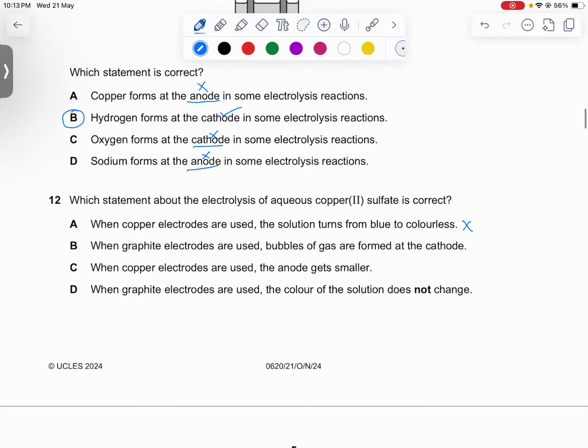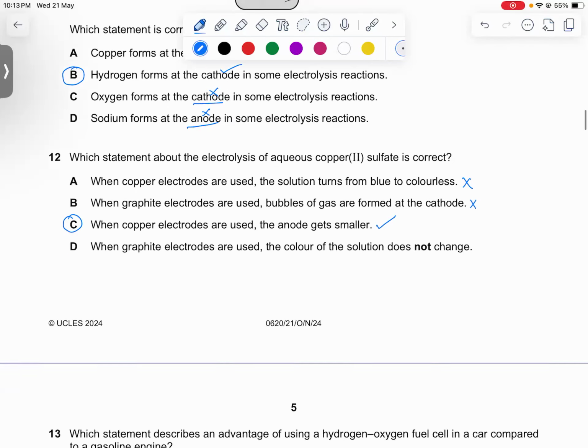Okay. Next option. When graphite electrodes are used, bubbles of gas are formed at the cathode. That is also wrong. At the cathode, copper is produced, which is a metal. When copper electrodes are used, the anode gets smaller. That is true. The anode decomposes and gets smaller.